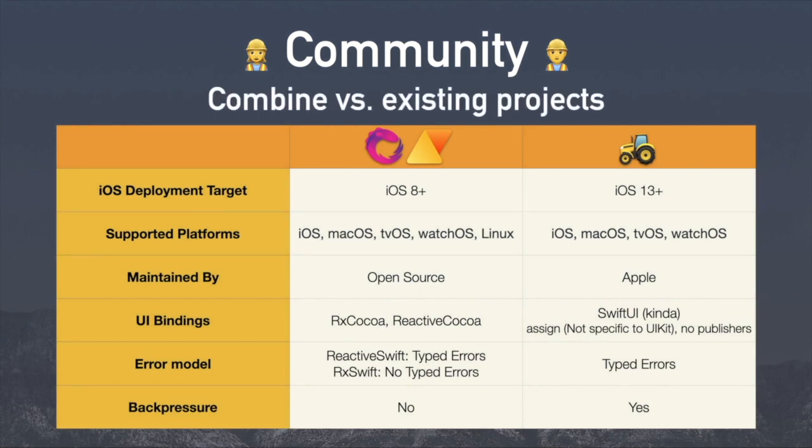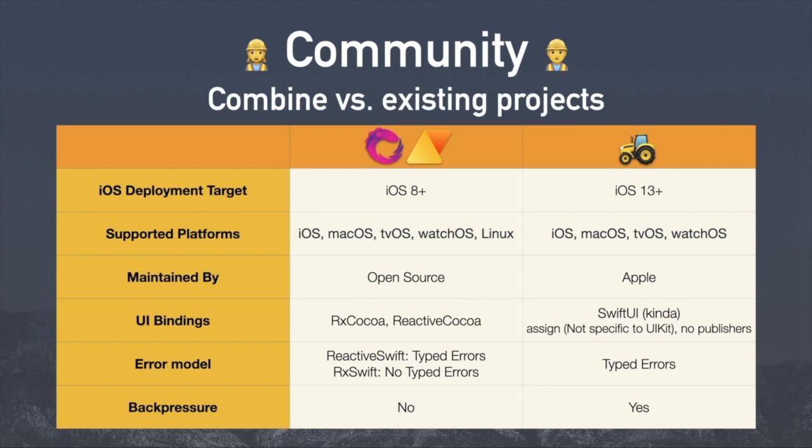So what's the difference between Combine and some of the existing projects? First of all, Combine is iOS 13 plus, which is the biggest downside in my perspective. But now we have iOS 14, so that gap is getting smaller and smaller. It doesn't support Linux because it's not open source, I imagine. And while it is an advantage and disadvantage, Apple is maintaining Combine and ReactiveSwift and RxSwift are open source. It is nice to see the code open, but it's also nice that people are getting paid to maintain Combine. So we know long term we can count on it.